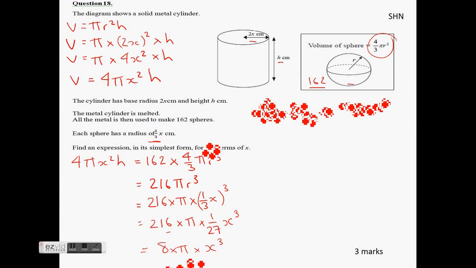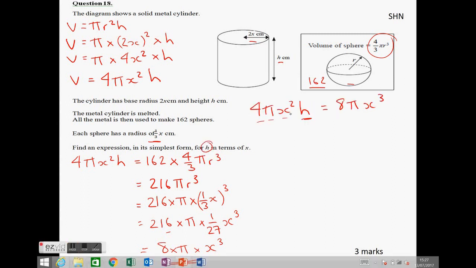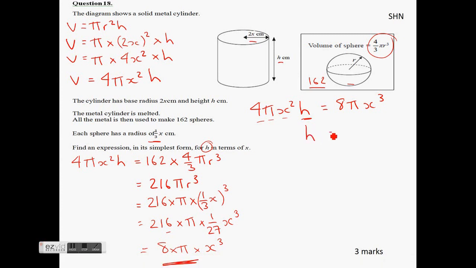Now we can see that h is being multiplied by 4 pi x squared. So the opposite of timesing by 4 pi x squared is dividing by 4 pi x squared. So what I'm going to do is divide the right hand side, which is 8 pi x cubed, by whatever's being multiplied by h, which is 4 pi x squared. At this point, what we can do is divide or simplify, however you want to call it. So 8 divided by 4, it's a bit like cancelling, is the same as 2.